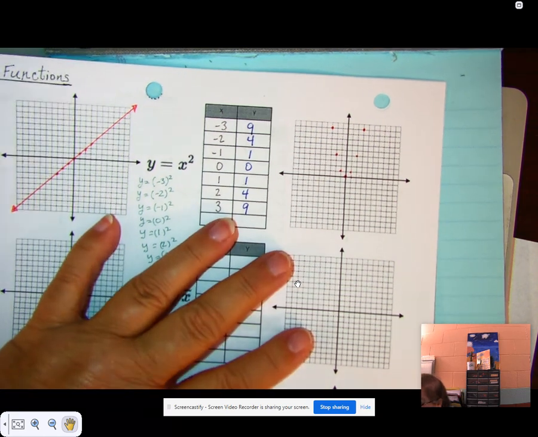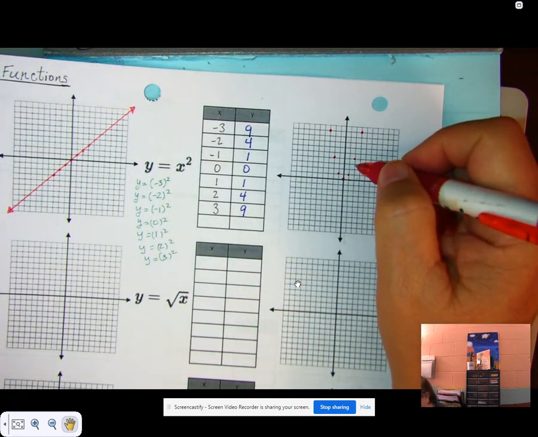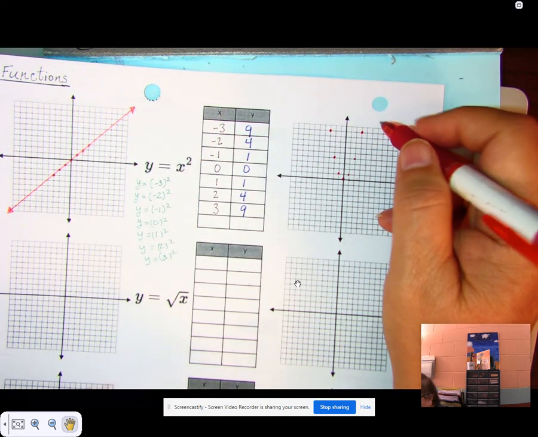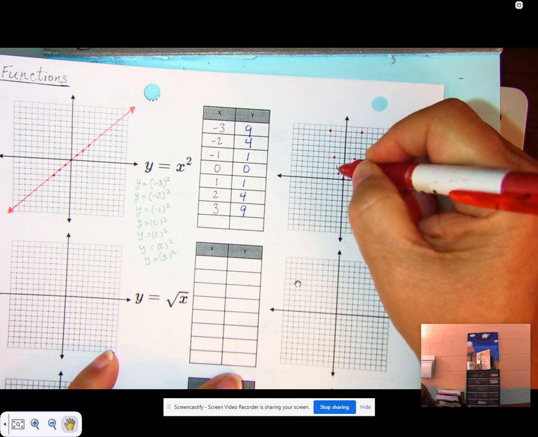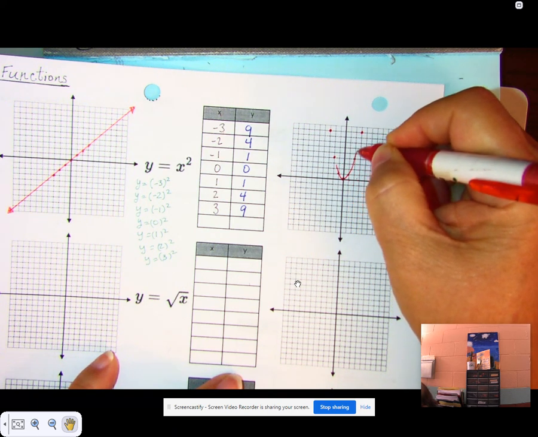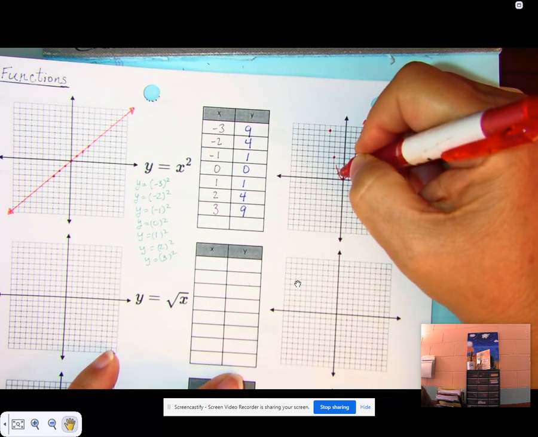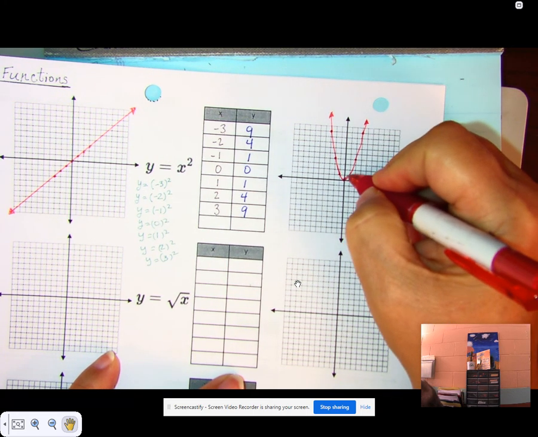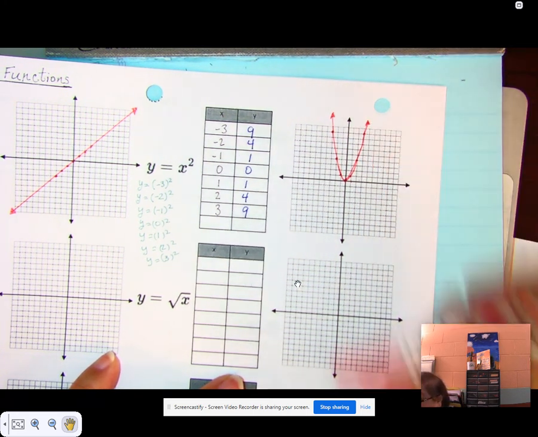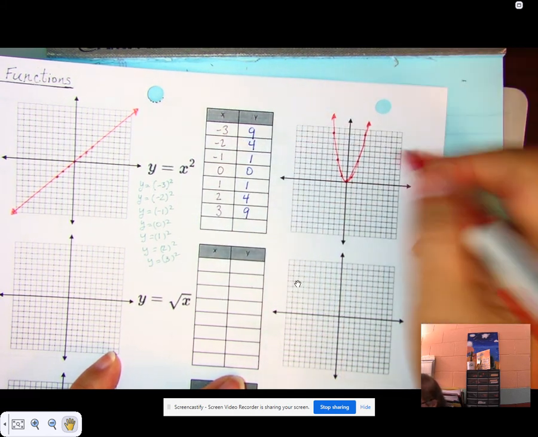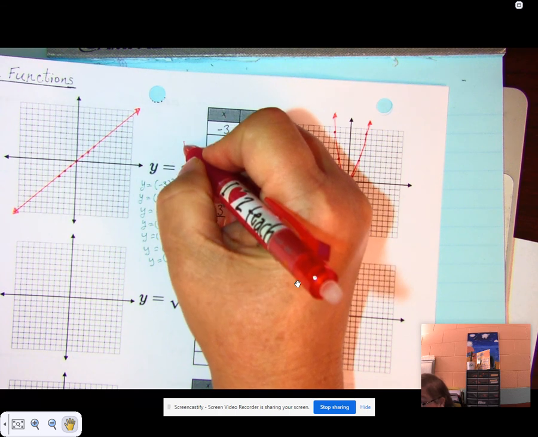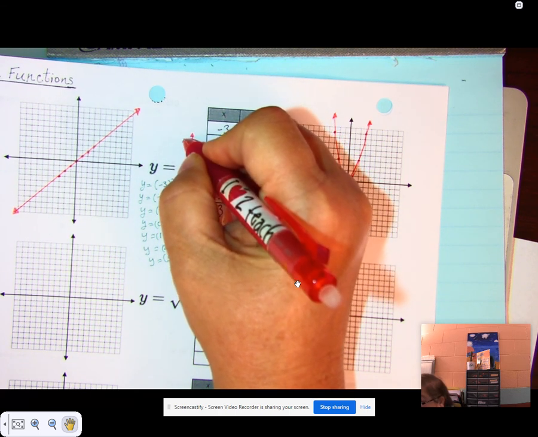This is very symmetrical. Now, if you use a straight edge, you will notice that this does not make a V. It actually makes a U shape. So make sure that you round that out, and come up through your arrows on both ends always. Straighten that out a little bit. That is called a parabola, just so you know, but it makes a U shape. The x squared makes the U shape.